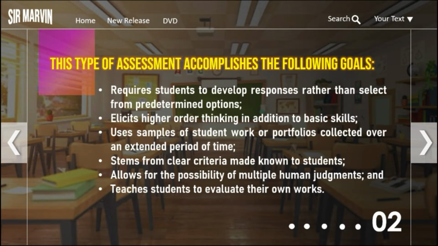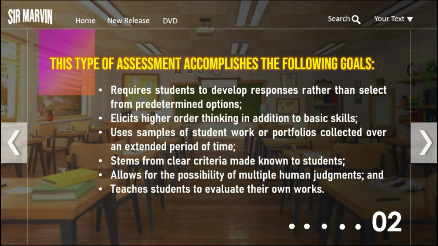Okay? Second, it elicits higher order thinking in addition to basic skills. Okay, so sa authentic assessment kasi, okay, ang focus nito ay mga higher order thinking skills. Okay, so hindi tayo magre-rely dun sa mga low-level thinking skills. Okay, so dito na papasok yung application, yung creation, okay, and dito na rin yung analyzation. Number 3, uses samples of student work or portfolios collected over an extended period of time. So dito naman napapasok yung portfolio assessment wherein may mga collections ng mga best work, okay, ng mga output ni students.